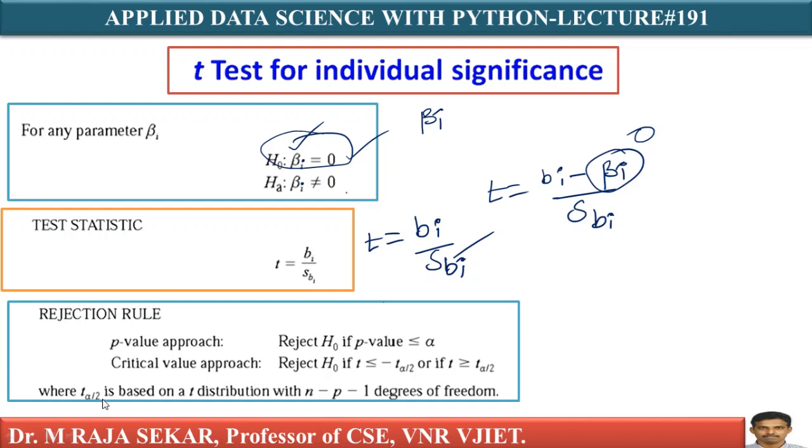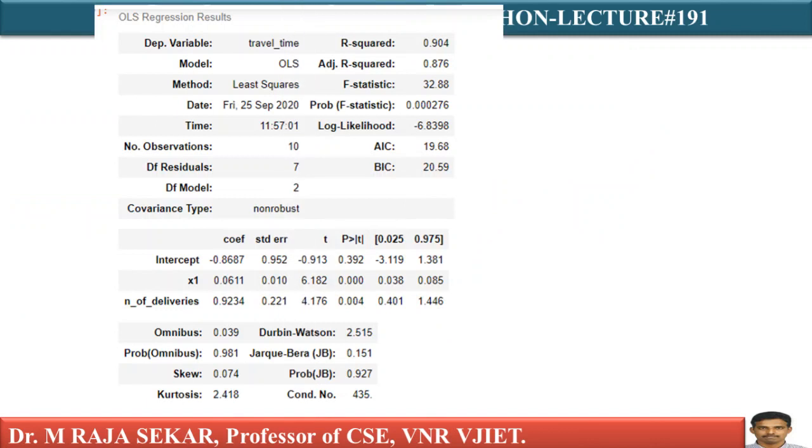Rejection rule, as usual: p-value approach and critical value approach. We will try to understand both. The p-value approach says reject H naught if the p-value is less than or equal to alpha. First we will understand the p-value, then the critical value approach. Let me first consider the p-value for x1. What is the p-value for x1? What is that value?